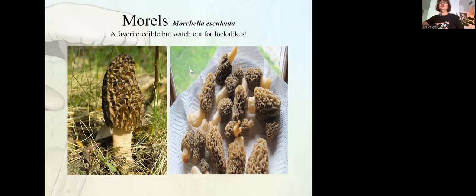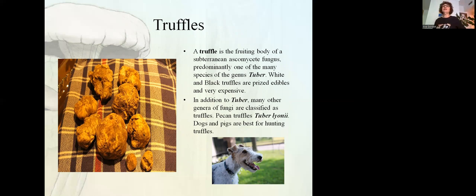Truffles, everybody knows about truffles, how expensive they are. It's the fruiting body of a subterranean Ascomycete fungus, and the genus is Tuber. And believe it or not, we do have truffles here in Texas, because the pecan tree has a mycorrhizal relationship with truffles. So it's possible, and this is something that really needs to be researched, that we have truffles that we could actually harvest here and possibly sell.